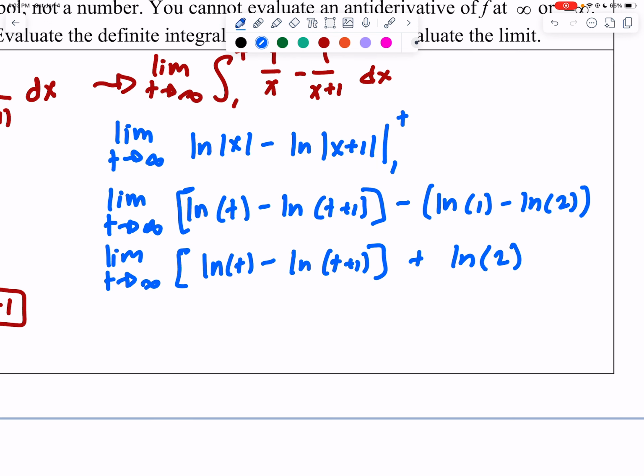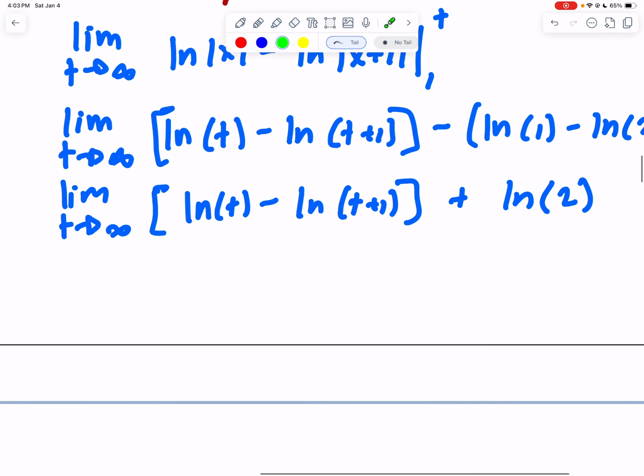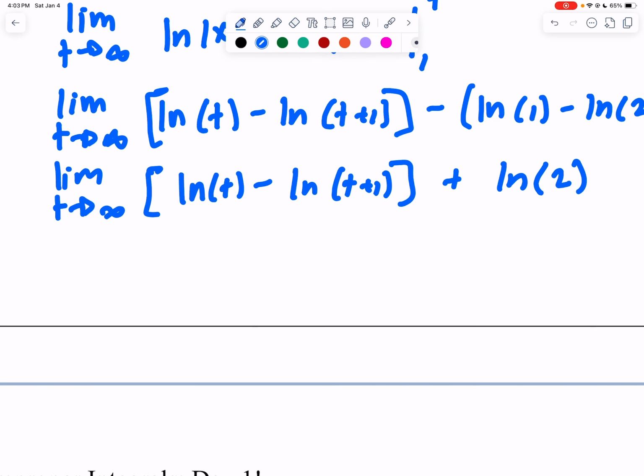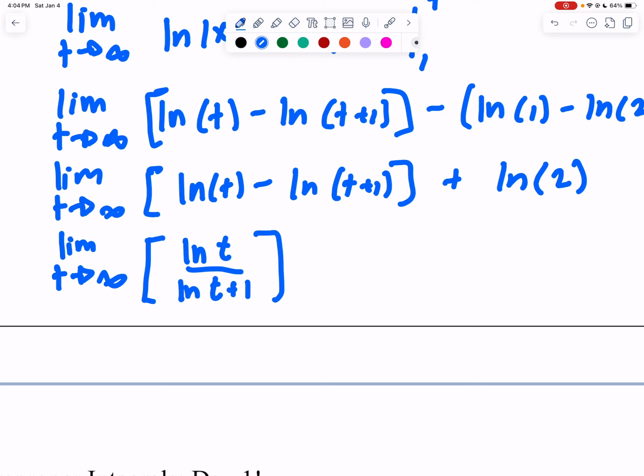Okay, so if I plug in infinity here, I'm going to have infinity. And if I plug in infinity here, I'm also going to have infinity. So that is going to give me indeterminate form of infinity minus infinity. Now, of course, what we can do here is think about how I can simplify this into 1 ln, which is going to help us a little bit, because then I'm going to have ln of t over t plus 1.